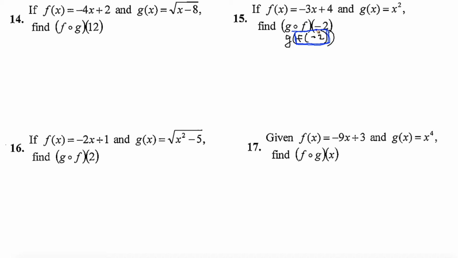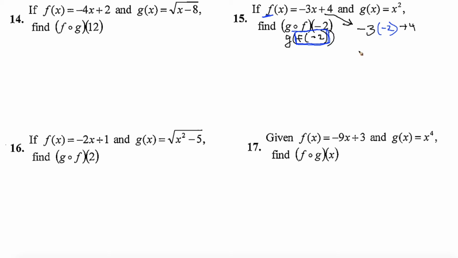Okay, f of negative 2. What is f of negative 2? Well, we go to the f function and plug in a negative 2 for x, giving me negative 3 times negative 2 for x, plus 4. All I'm doing is rewriting the f function with the negative 2. Notice I'm ignoring the rest of it. I'm only looking at that piece.